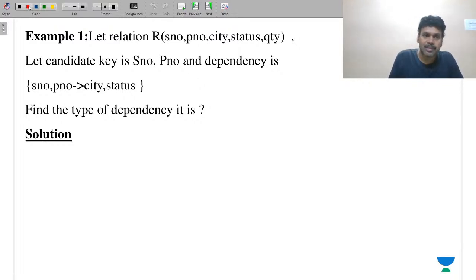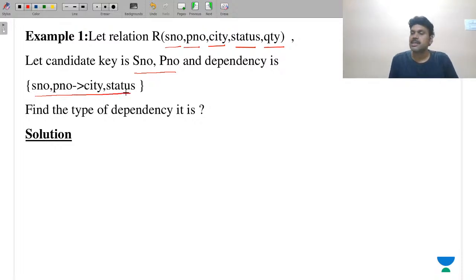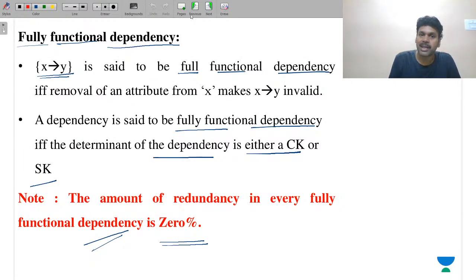As far as this, there is a relation R which consists of the following attributes. And it's given that SNO and PNO is a candidate key and the dependency is given like this: S number comma P number implies city comma status. He is asking to find what type of dependency it is. You can easily confirm that. As per the previous concern, X implies Y.